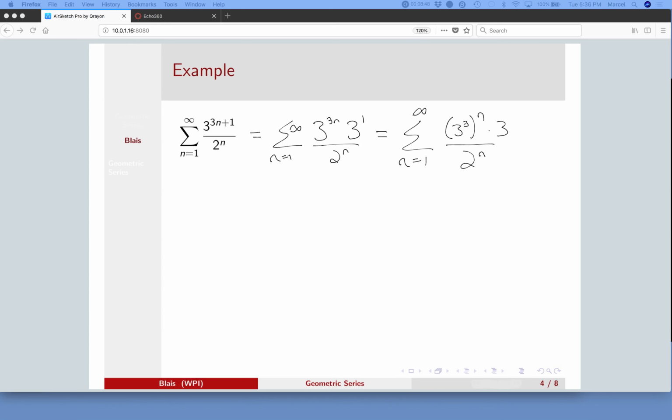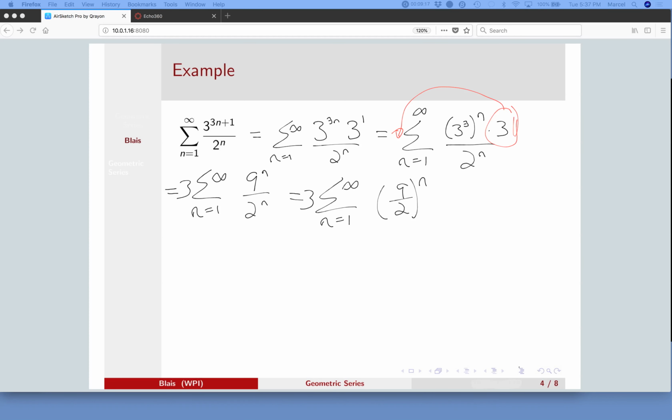So this 3 we can factor out. So this is the sum n equals 1 to infinity, well, 3 times that sum. And we have 9 to the n over 2 to the n, or sum n equals 1 to infinity times 3 of 9 over 2 to the n. And now we identify this series as a geometric series.